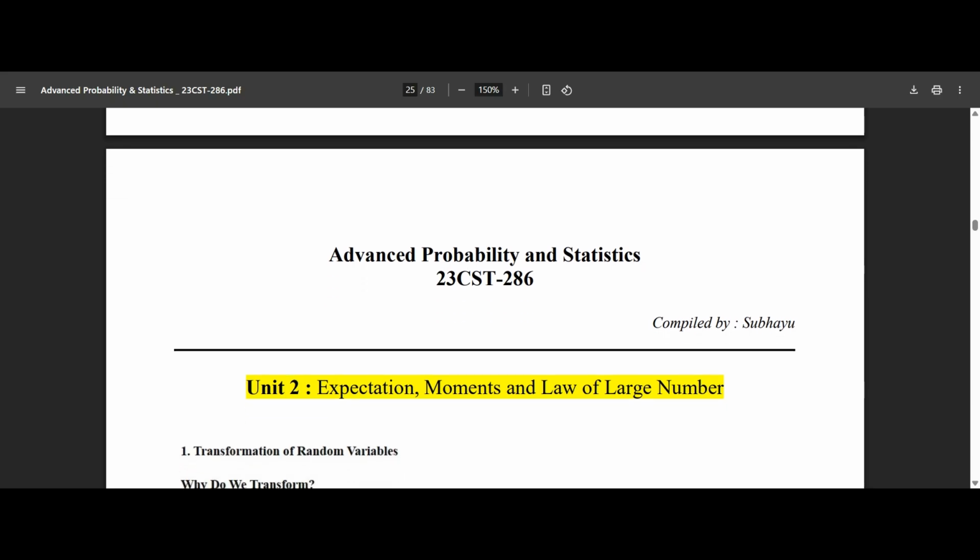In our next video I'll be discussing about unit 2, that is expectation, moments and law of large numbers.